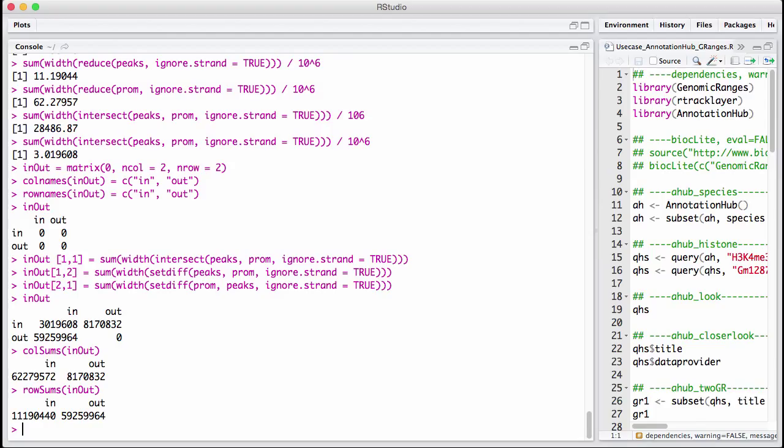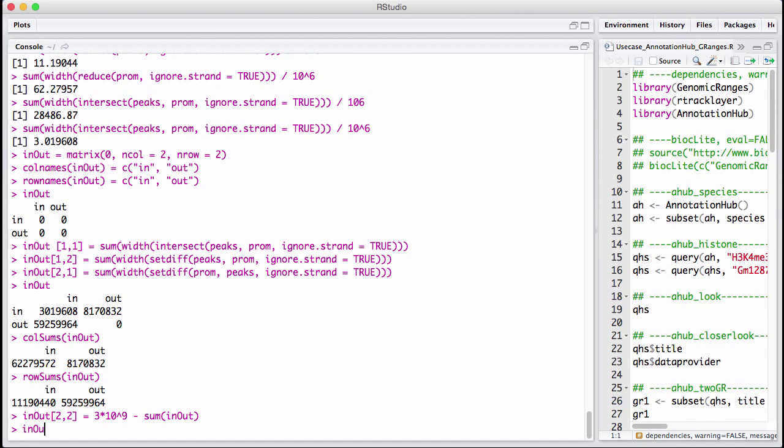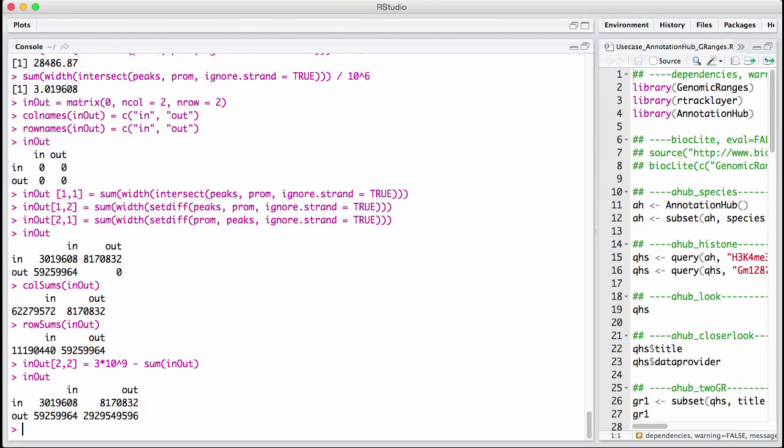Now we need to fill out the last thing, and that's really the number of bases in the human genome that is not part of any of these things. So that's equal to, let's say the human genome is 3 billion bases, and we're going to subtract the sum of in-out. We can just subtract the sum of in-out because we have a zero down in the lower right corner. So we now have a 2x2 table.